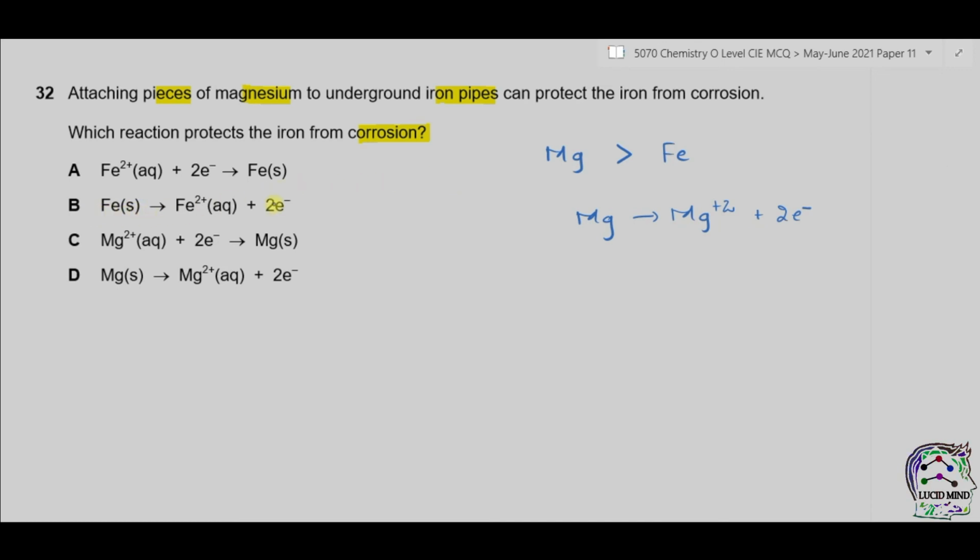Now we have oxidation in part B, which is the oxidation of iron. This will not occur until magnesium is present. As this is sacrificial protection, as long as magnesium is present, iron will not be oxidized. Only magnesium will be oxidized and it will form magnesium plus 2 along with the loss of 2 electrons. So correct option is part D.